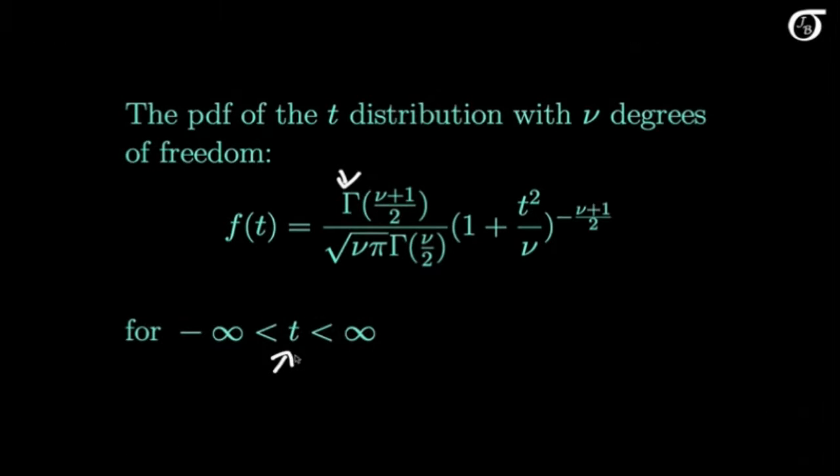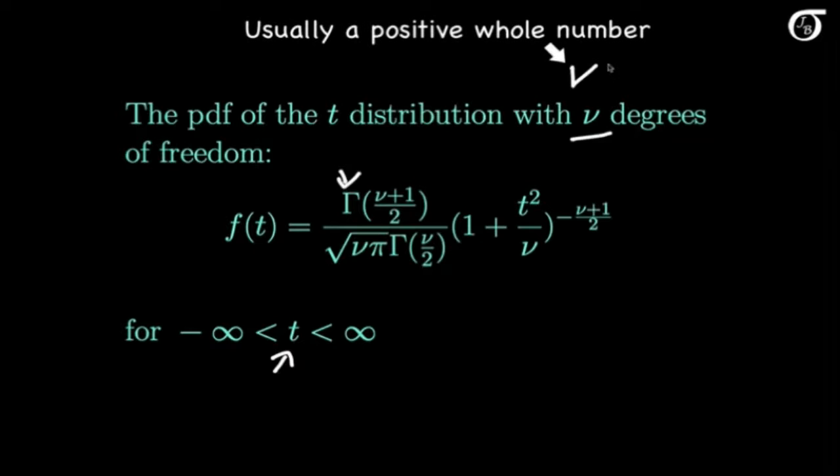It can take on any finite value. There is one parameter, nu, the degrees of freedom. In practice, this will typically be a positive whole number value, but it doesn't have to be an integer.